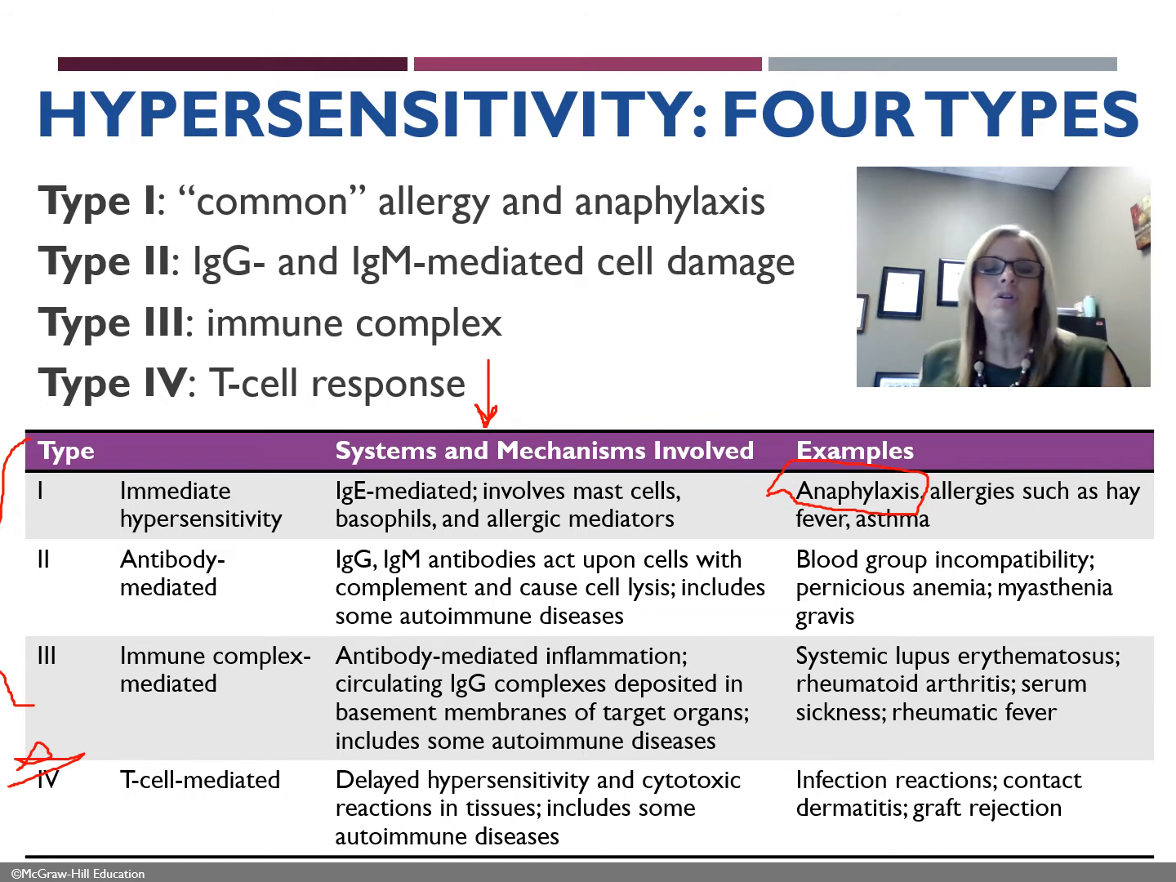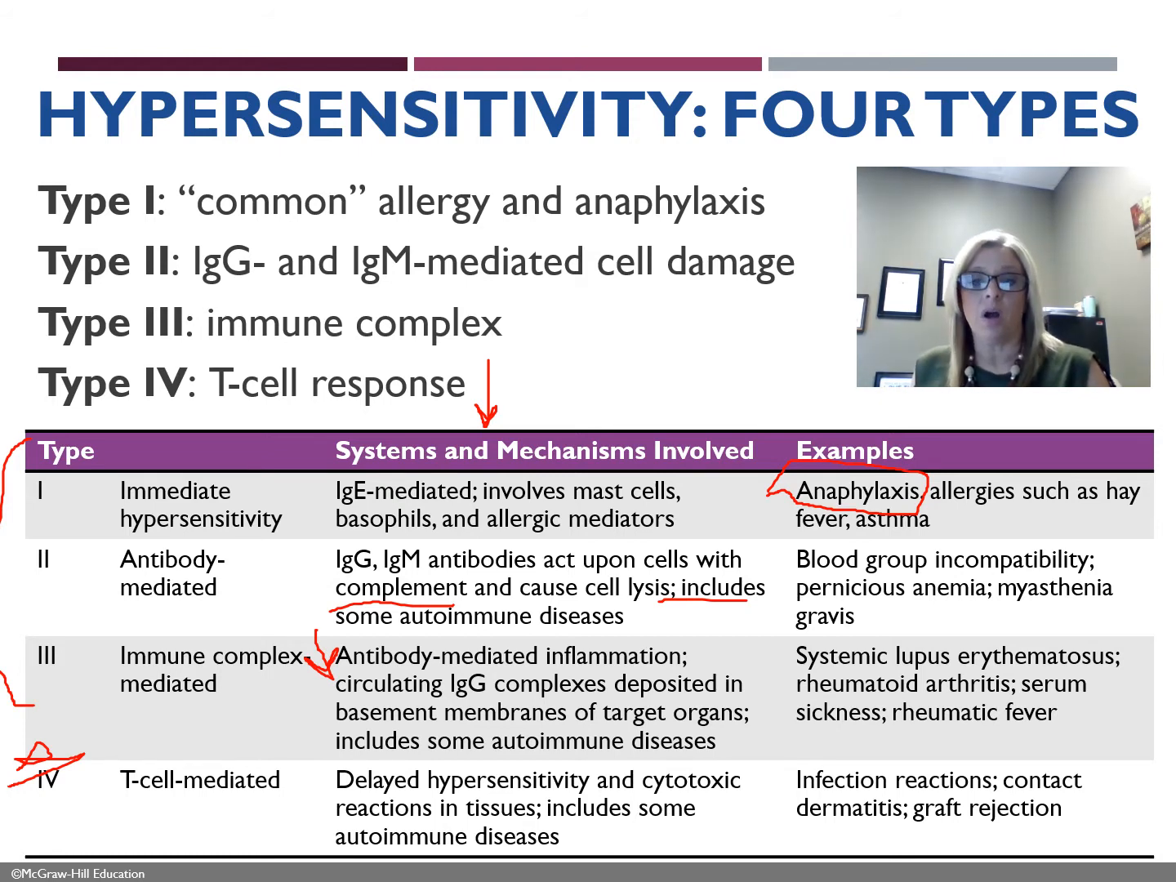All right, so type 2 is going to be our IgM and IgG mediated, or antibody mediated, section here. This is going to cause some cytotoxic cell damage. It's going to include our complement proteins binding to foreign cells. We're going to have IgG and IgM binding to the foreign cells here. All right, so this is going to be where we find our blood group incompatibilities, things like anemia, myasthenia gravis.